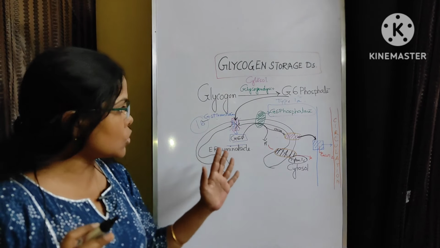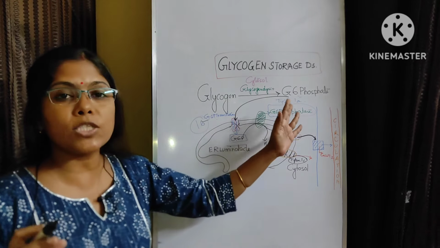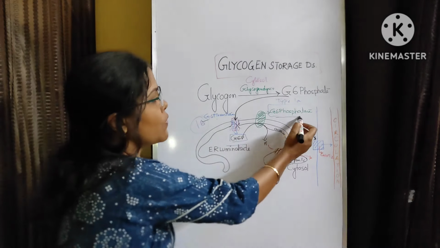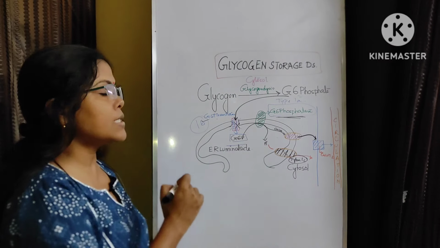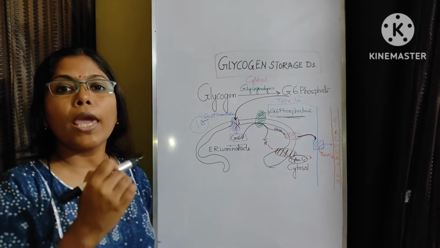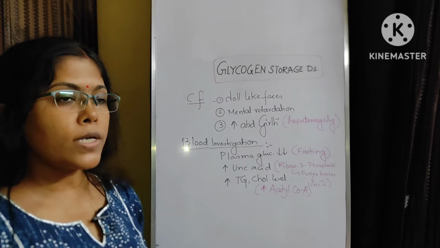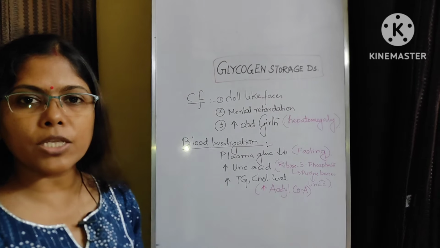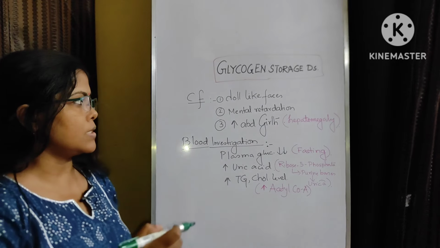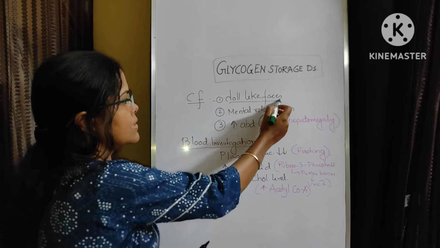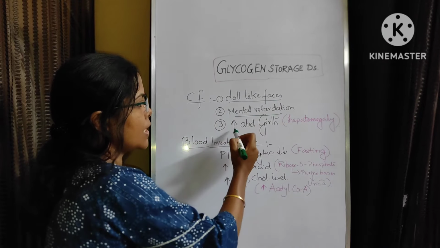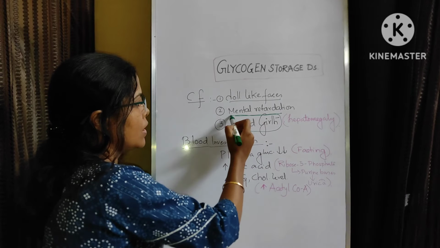Another important topic from this, it is a common catch question, is that this glucose 6-phosphatase enzyme is the marker enzyme of the endoplasmic reticulum. Now, what are the clinical features of the patients of von Gierke disease? They will have doll-like faces, mental retardation and increase in abdominal girth.